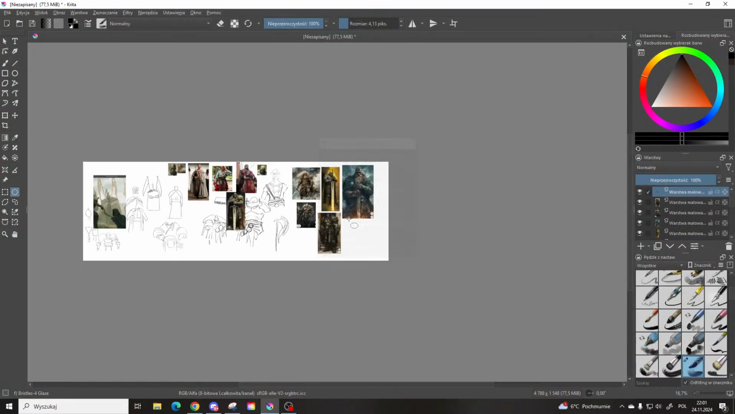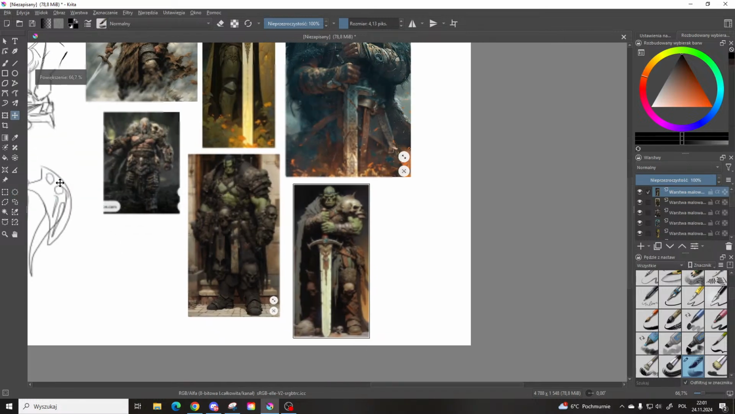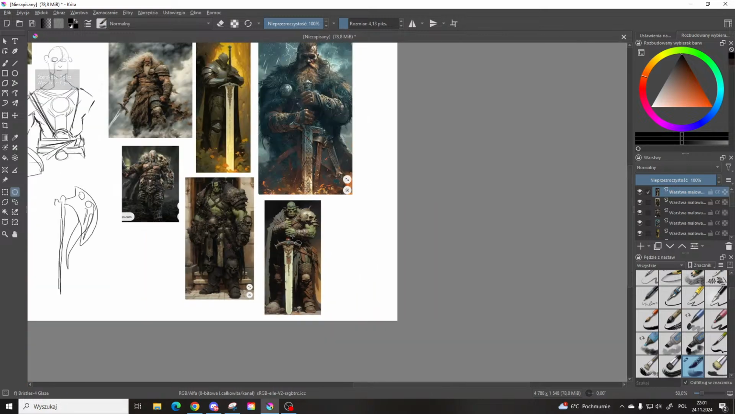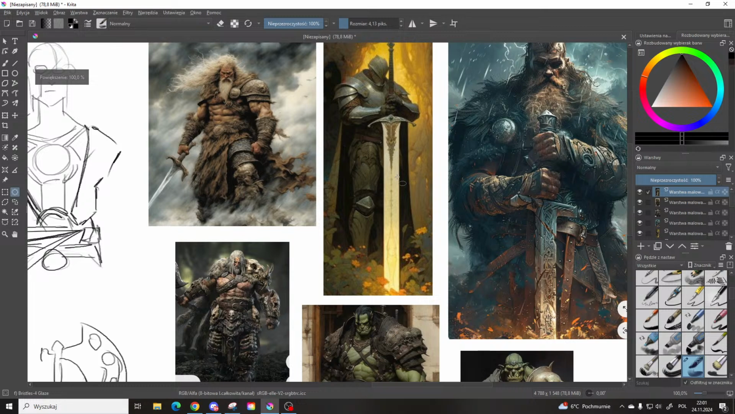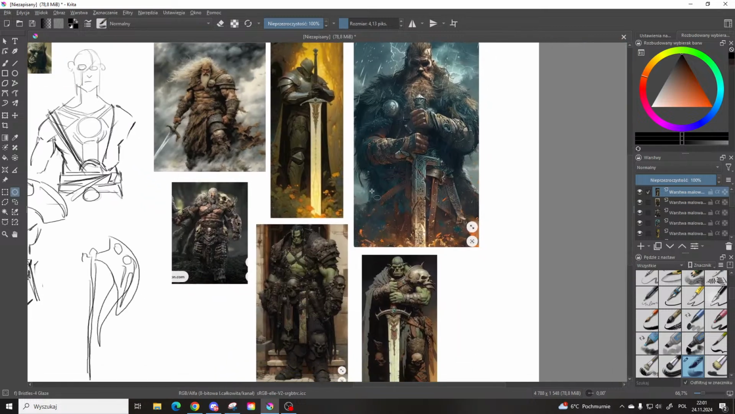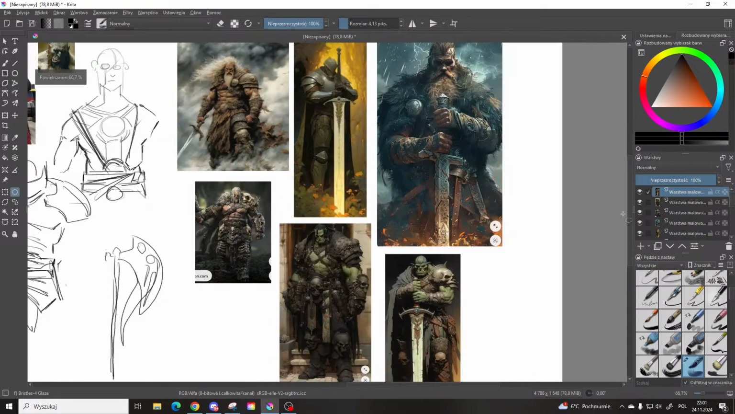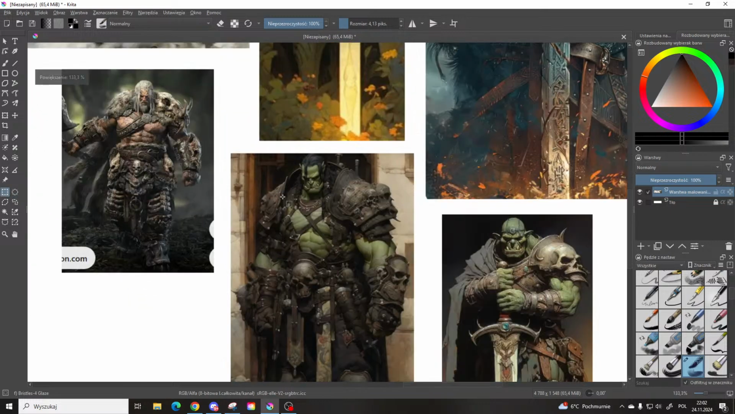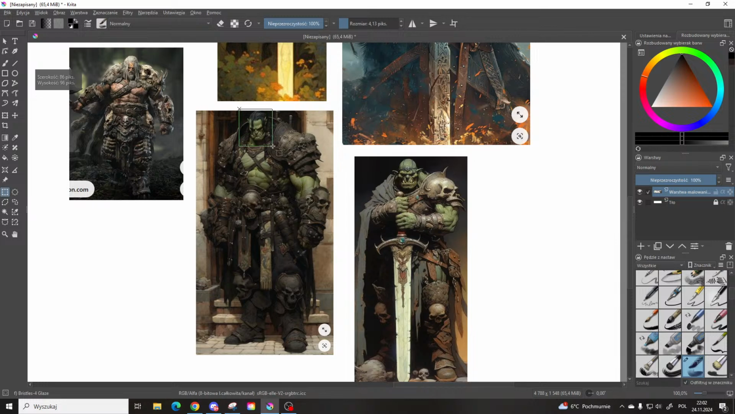So once I have the pose established, I think okay, we have a few references. We can now compare them to check if one of them is better than the other. Let's merge everything together because I don't want to get lost in all of those layers when I'm looking for certain things that I like more. So I kind of like this with this.